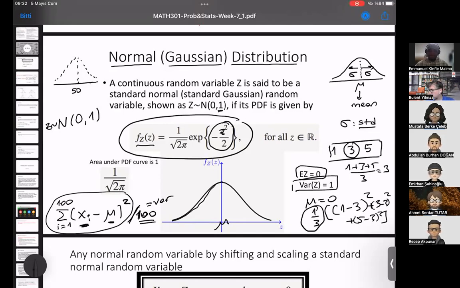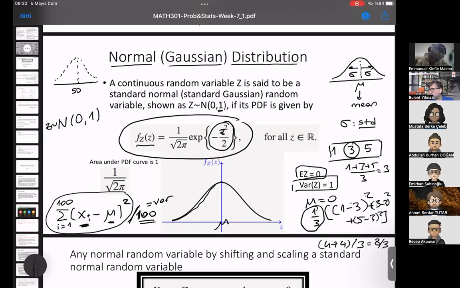So this will be 2 to the power 2, 4. 3 minus 3, 0. 2 to the power 2 is 4 again. So the variance is 8 over 3.